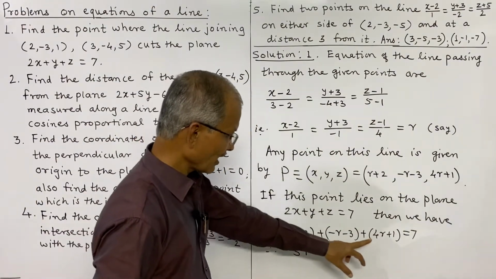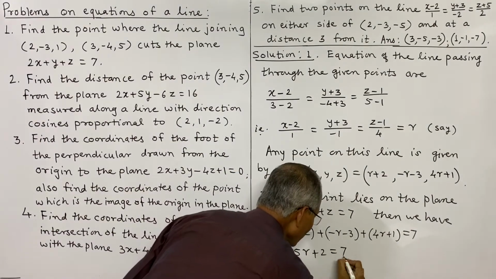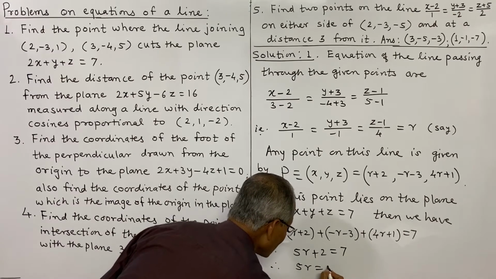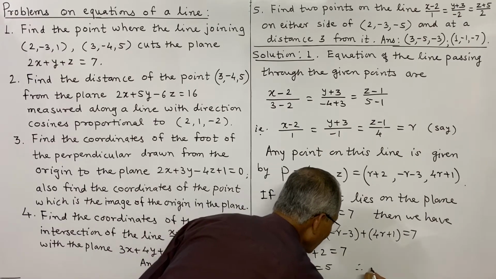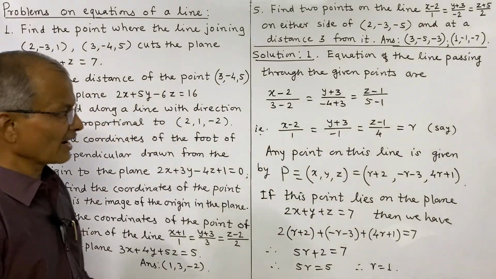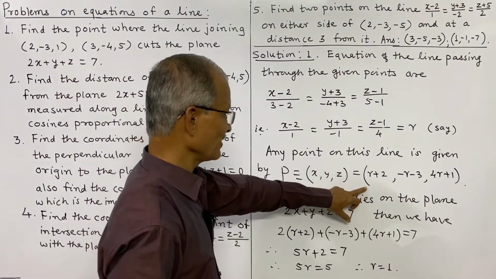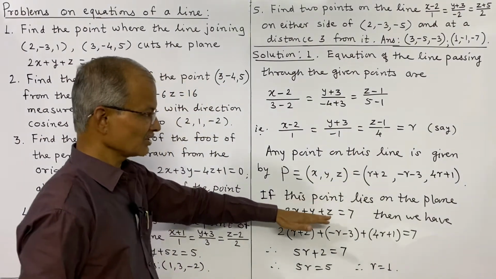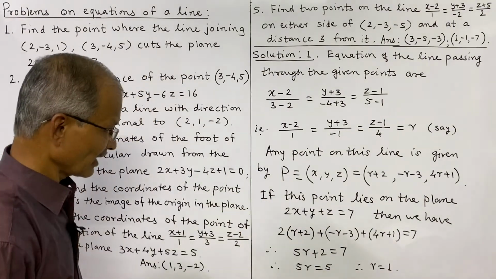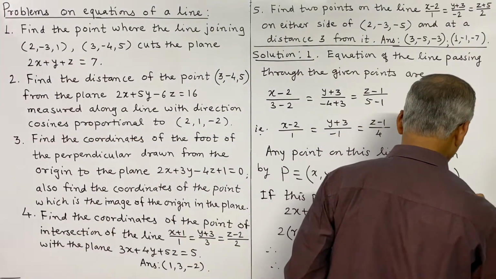4 minus 3 is 1, and this 1, that is 2. So 5r plus 2 is equal to 7, or that gives 5r is equal to 5, and therefore r is equal to 1. So thus we get the value of r, and now if you put this value of r on this point P, then that is the point which is on the plane, or that is the point of intersection of the line and the plane.